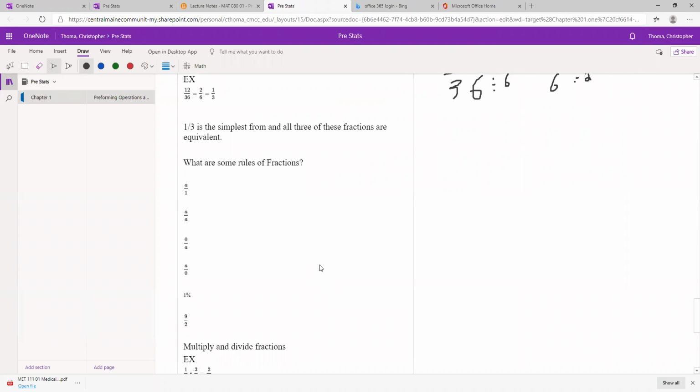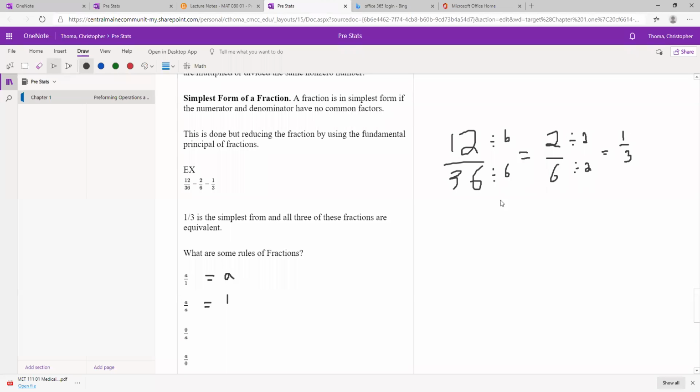So what are some of the rules of fractions, just to refresh? If I take any number over 1, it doesn't change its value. So a over 1 just equals a. Anything over 1 is just itself. When I have the same numerator and the same denominator, a over a, that just equals 1. And that takes us back to why I can do the things I'm doing up top.